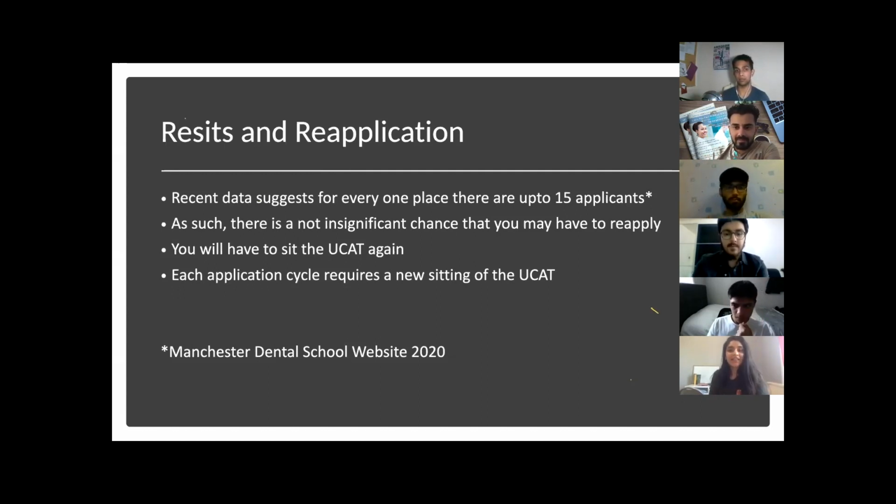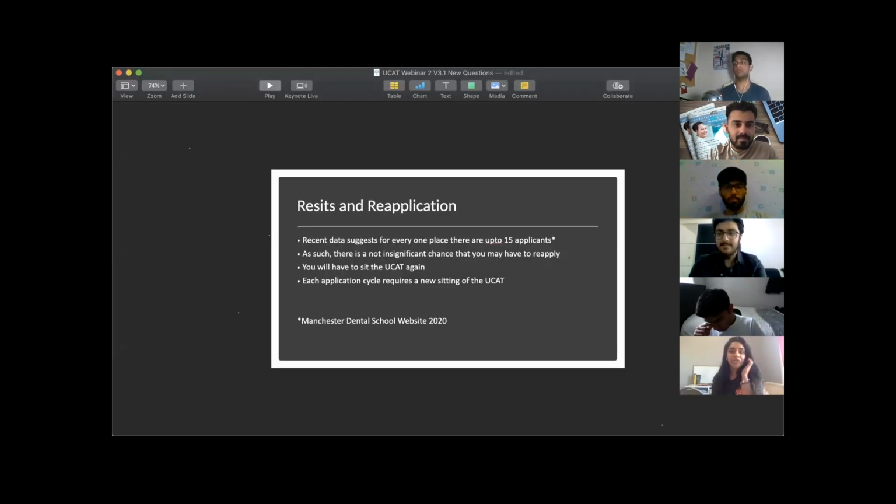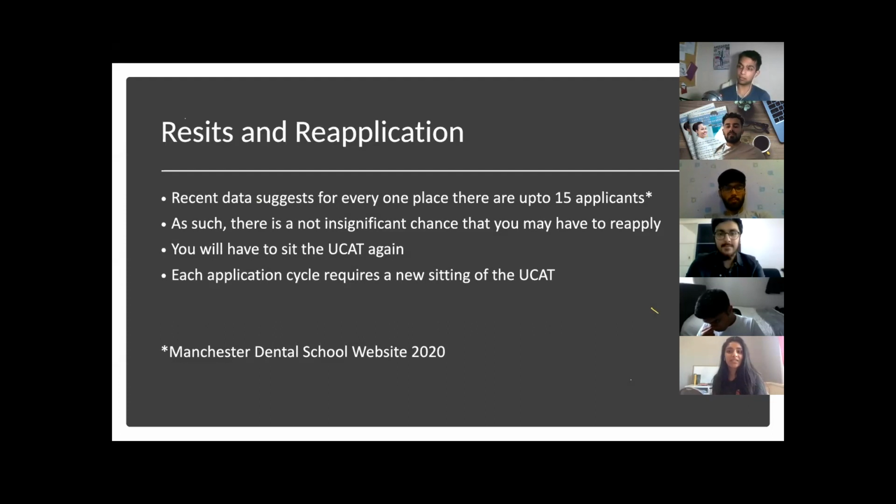Hi guys. So with resits and reapplication, medicine and dentistry are both really, really competitive courses, and not everyone will get in first time. You can see there that there are like 15 applicants for one place, which is really, really competitive. So don't let this dishearten you.